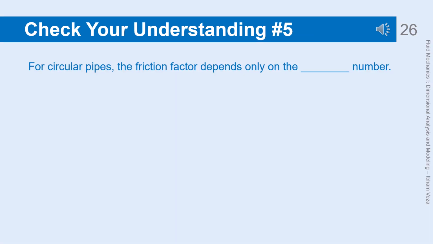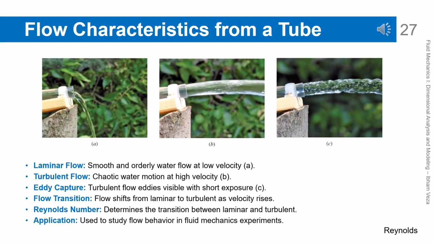Check your understanding number 5. For circular pipes, the friction factor depends only on the Reynolds number. Flow characteristics from a tube. The previous example shows how flow characteristics change as the velocity increases.